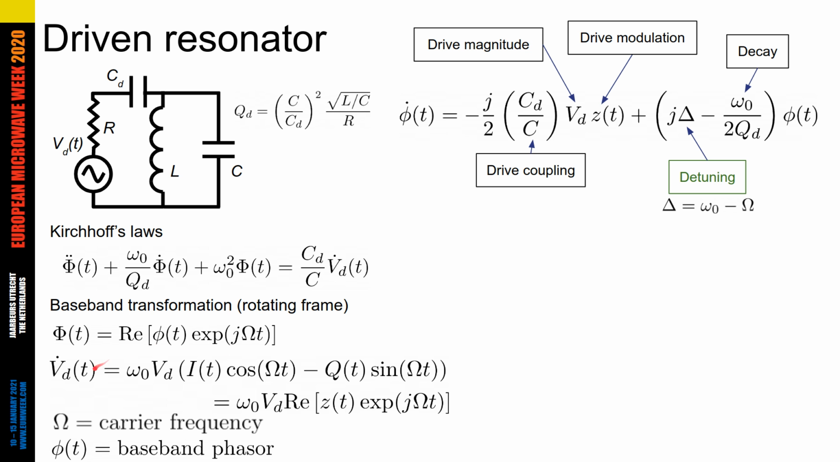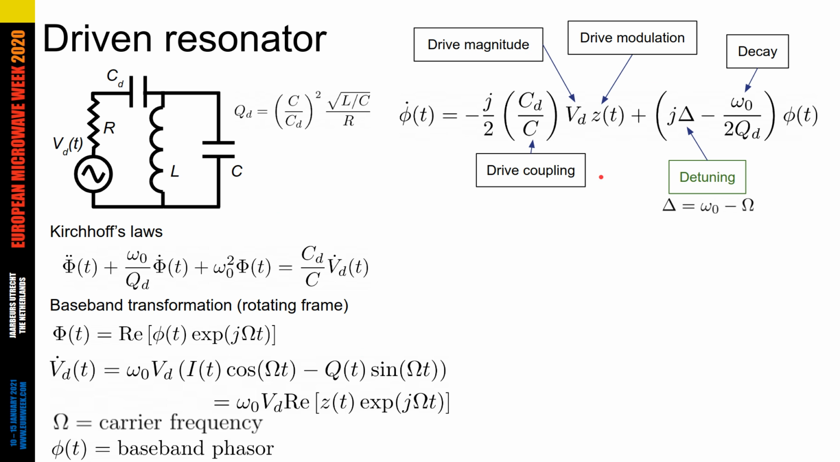We do the same thing for the drive voltage. We write that in terms of a cosine and a sine at the carrier frequency, with the modulation functions I of t and Q of t factored out. Doing that, we can write VD as the real part of a drive phasor, z of t, and the time dependence e to the j omega t. Now, once we've done that, this second order differential equation we got from Kirchhoff turns into a first order equation given here in the top right.